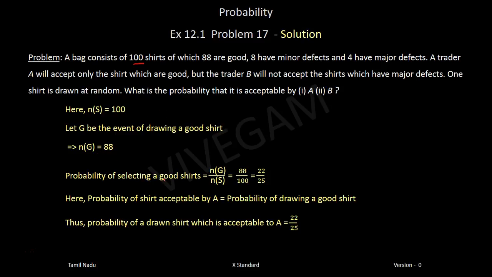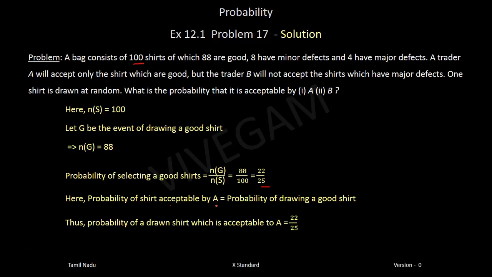So probability of selecting a good shirt is n of G divided by n of S. That is 88 divided by 100, that is 22 by 25. In other words, probability of selecting a good shirt is the number of good shirts divided by total number of shirts. This we have found, the probability of selecting a good shirt.